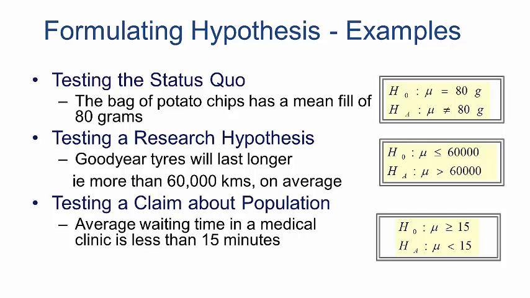Think about the burden of proof. The only way to prove that the tyres last longer than 60,000 kilometres is to state this in the alternative hypothesis. As we never accept the null, we only accept the alternative hypothesis. Lastly, we have another directional test where the average wait time is hypothesised to be less than 15 minutes. Hence the alternative hypothesis includes this claim about the population.